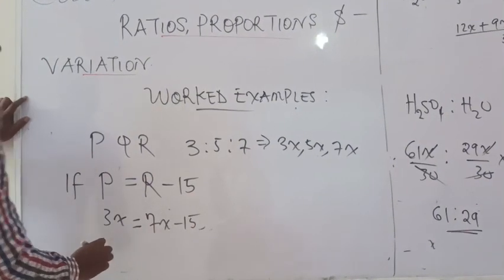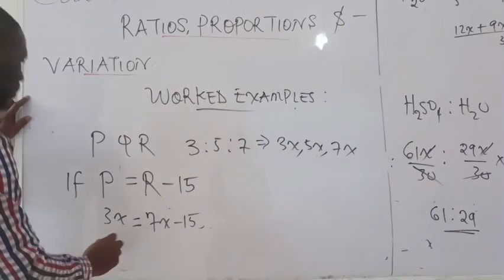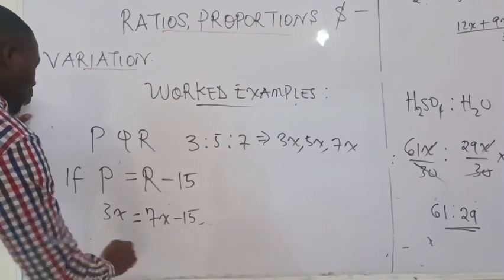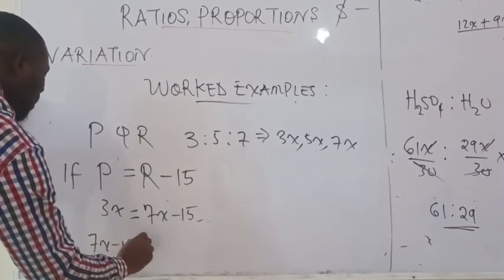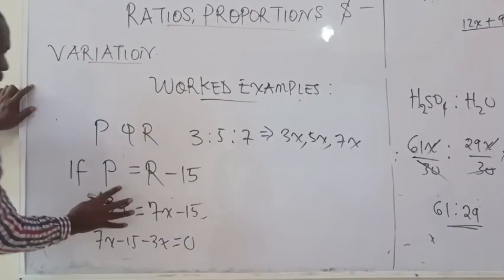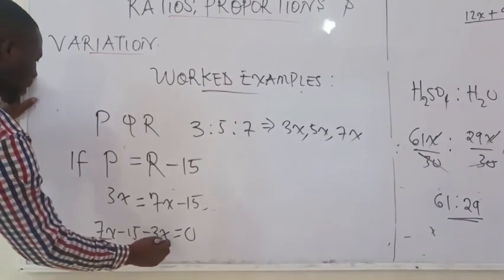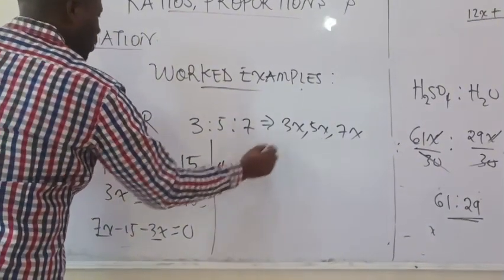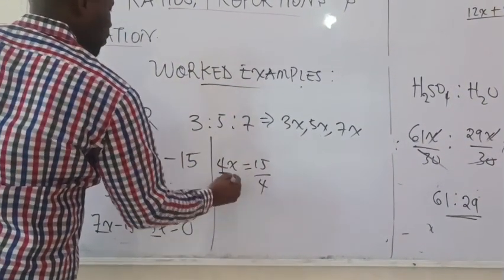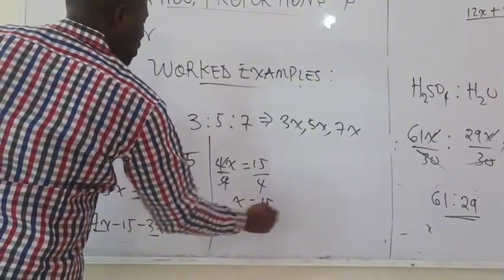So of course, 7x minus 15. So this would be, equate everything, so this would be 7x minus 15 minus 3x, everything is left with a 0 here. So 7 minus 3, that's a 4. So 4x is equal to 15. So if you divide through by 4, x becomes 15/4.